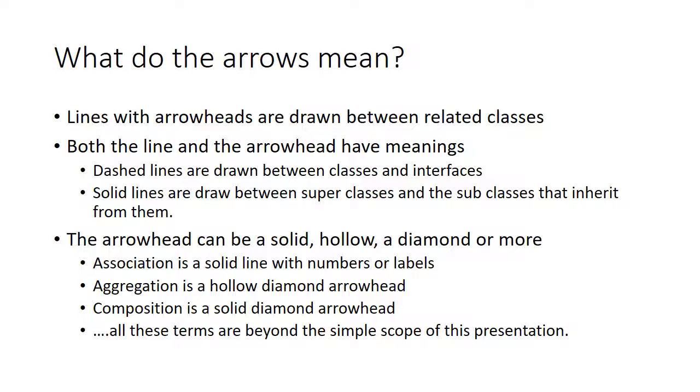The arrowhead can be solid, hollow, or diamond, or several other things. Association is a solid line with numbers or labels. Aggregation is a hollow diamond arrowhead. Composition is a solid diamond arrowhead, and all of these terms are beyond the simple scope of this presentation, but you will see them.